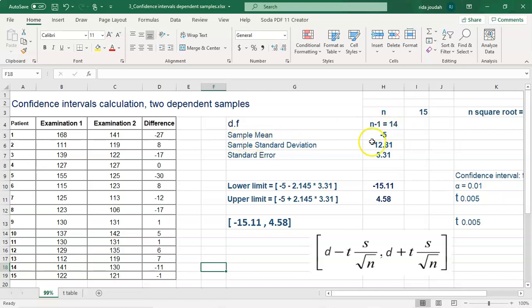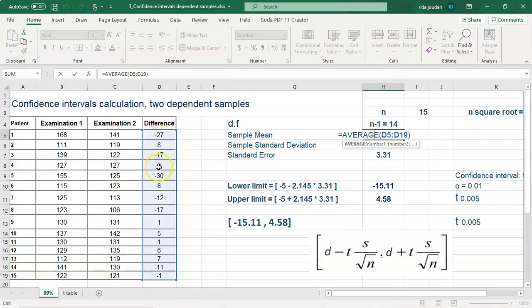Sample mean equal minus 5. And our calculations will be based on the difference. So the difference now is our target. And based on that, we found the sample mean equal minus 5. So I will double click to show you how we calculated sample mean. We took the average of this range of the 15 patients.